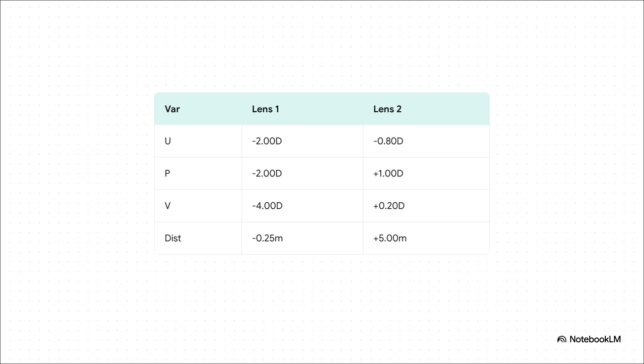Now move over to the top of the lens 2 column. This right here is the magic step. That image from lens 1 is now our new object.